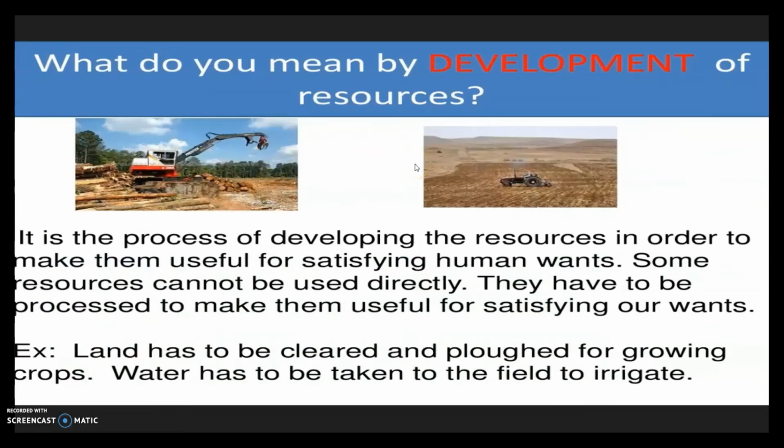Then, what do you mean by the development of resources? It is the process of developing the resources in order to make them useful for satisfying human wants. Some resources cannot be used directly. They have to be processed to make them useful for satisfying our wants. Example, land has to be cleared and plowed for growing crops. Water has to be taken to the field to irrigate.